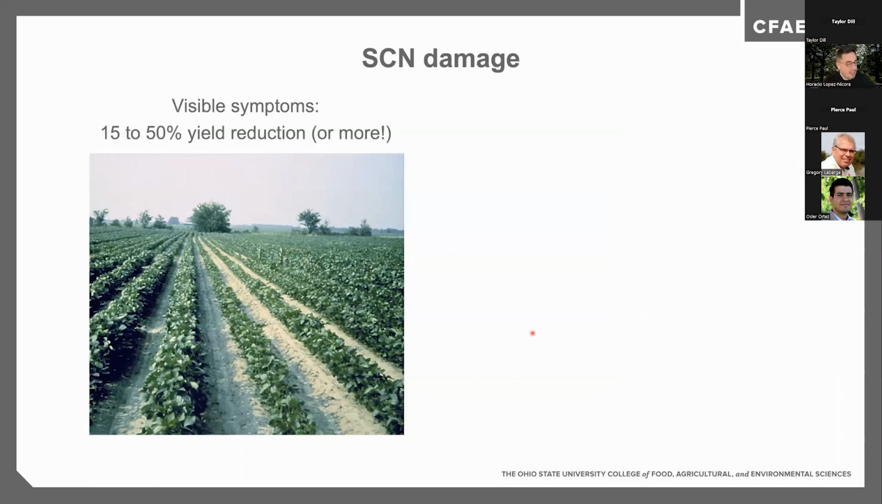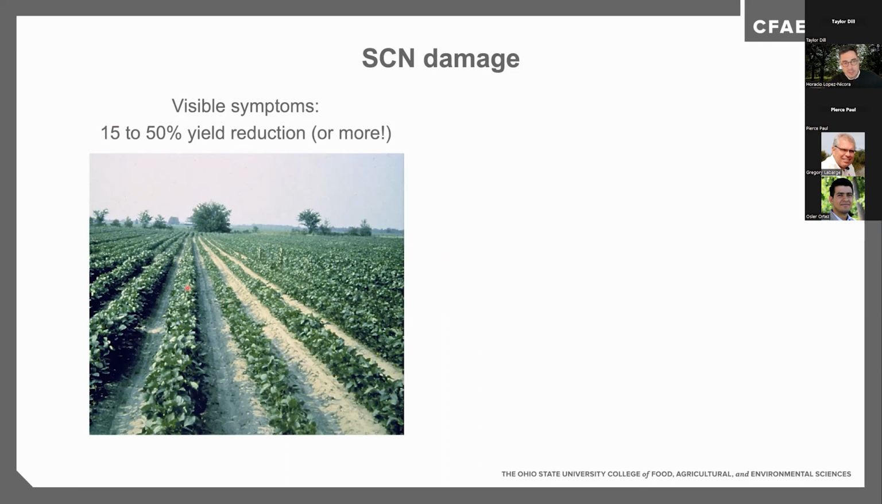Yield reduction is very severe when we have high levels of soybean cyst nematode. It's all about these games of numbers. The more soybean cyst nematode we have in the field, the more yield we will lose. And I'll show you some data that we have produced in 2022. But between 15 to 50 or more percent of yield reduction can be observed.